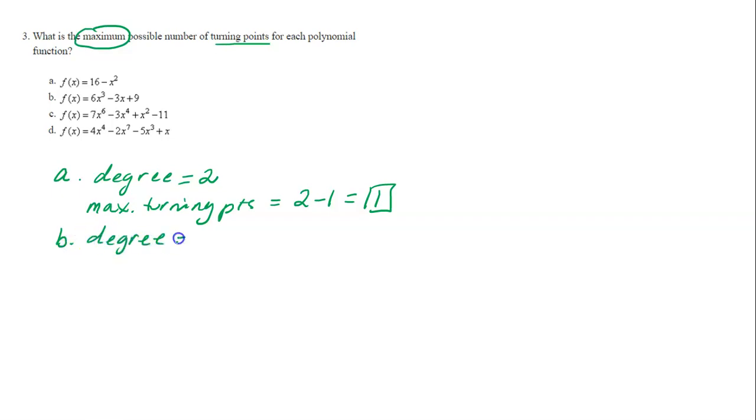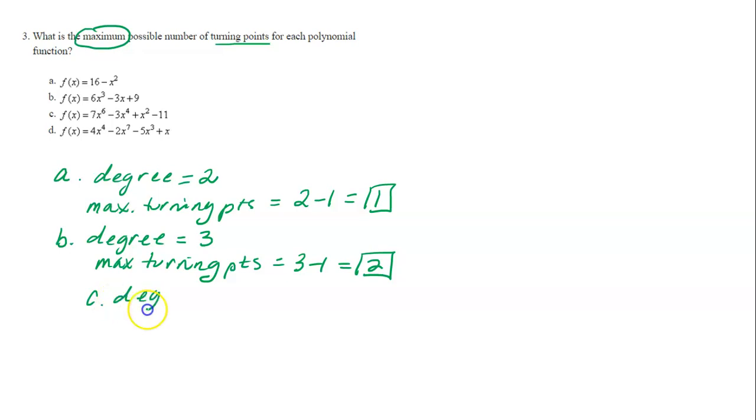You're welcome to pause the video and see if you can figure out the max turning points for B, C, and D. But B has a degree of 3. So the max turning point is going to be 2. It can have a maximum of 2 turning points. Doesn't mean it does, but that would be the maximum. C has a degree of 6. So the max turning point's going to be 6 minus 1, which is 5.